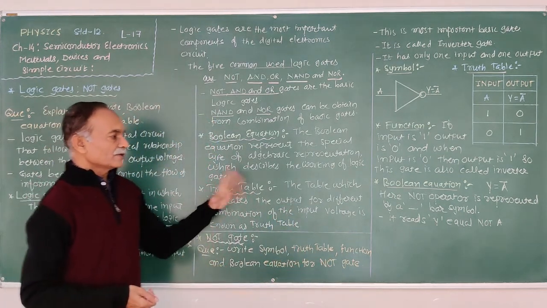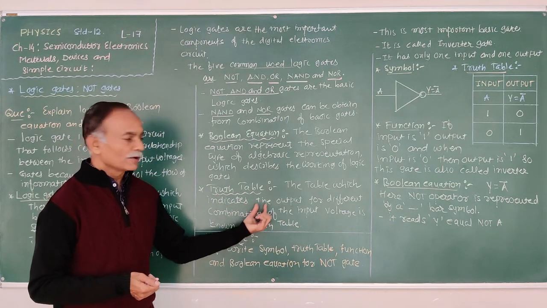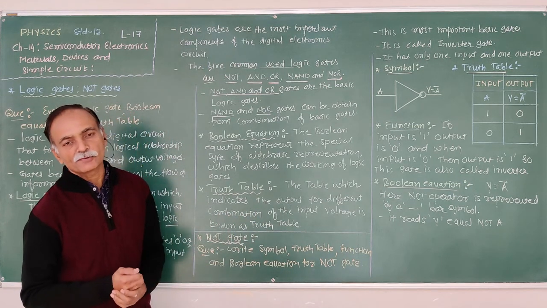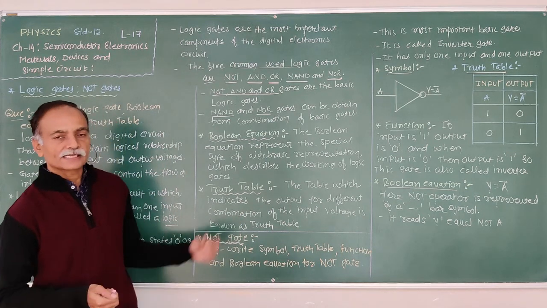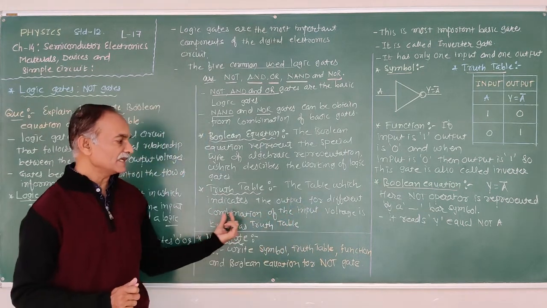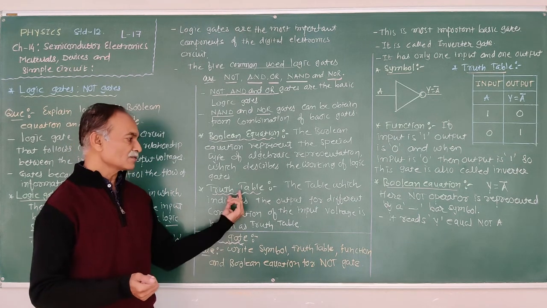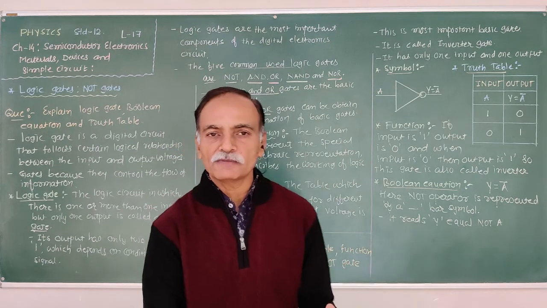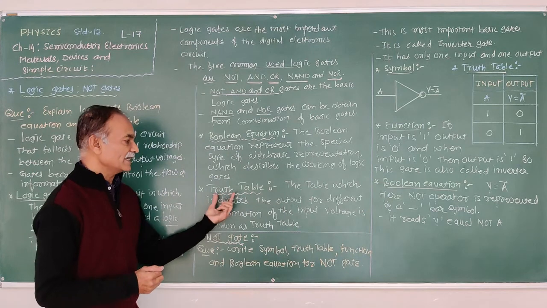Now, the table which indicates the output for different combinations of input signals or input voltages is called the truth table. That means from the table we can get the information about the working of a particular gate that is represented by the table.